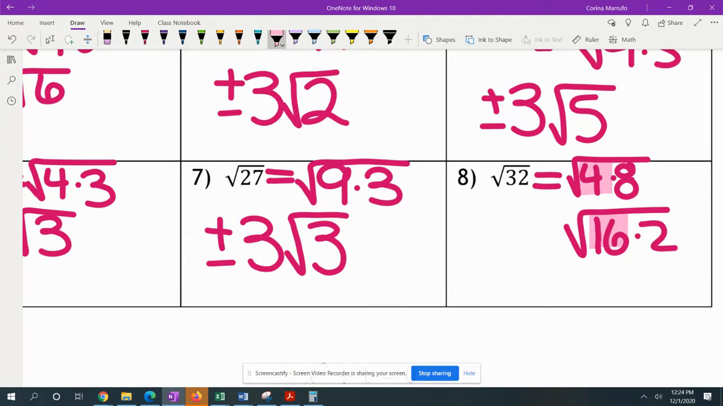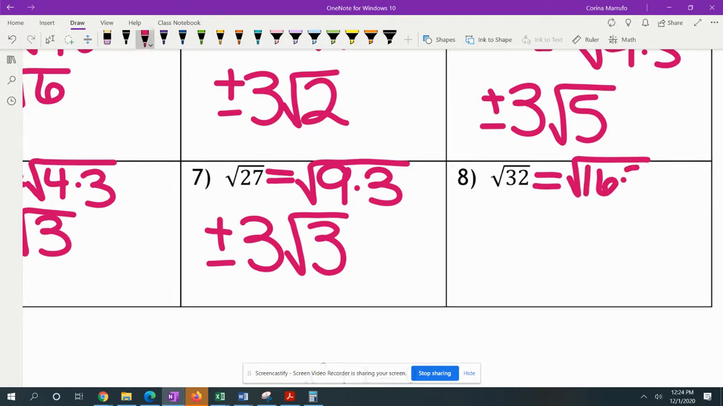And the reason for this is because 8 can be broken down again into 4 times 2, okay? Which results in more work, and you have to simplify one more time. So if you see two numbers that would divide into 32, you're going to go with the bigger one, okay? So instead of using 4 times 8, we're going to use 16 times 2.